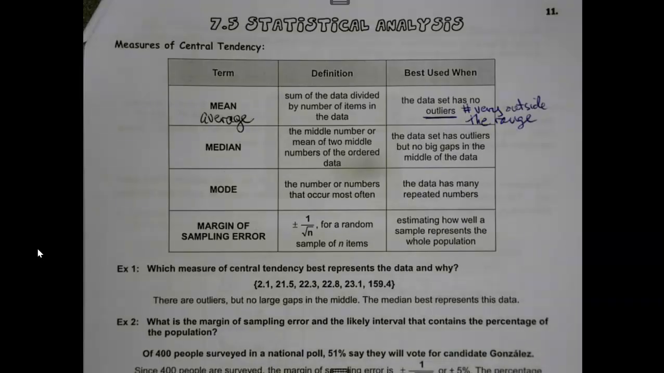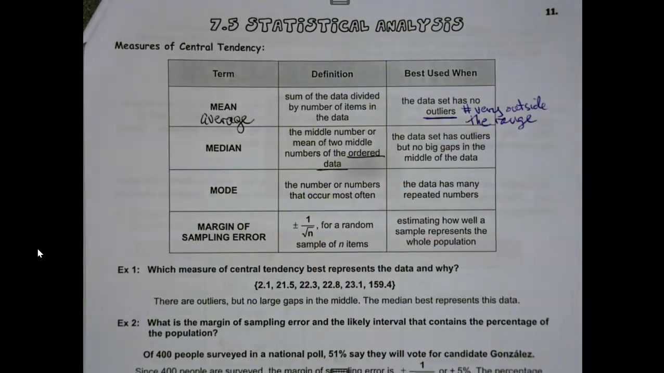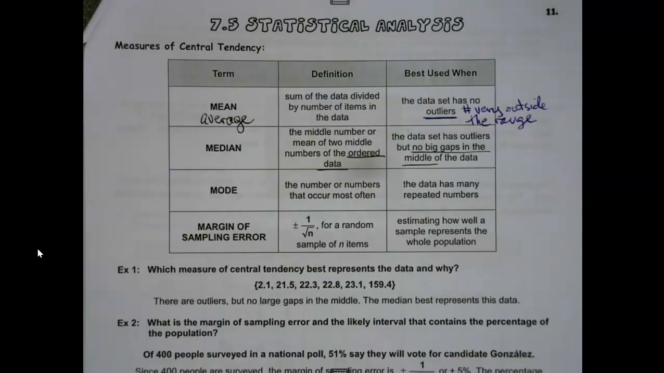However, then there's the median, the middle number, or the mean of the two middle numbers of ordered data. You take all your numbers, you put them in order from least to greatest, and you can find the median. You can have outliers here, like the situation I was just talking about with the grades, but you can't have big gaps in the middle. If the middle numbers are kind of close and one or two numbers are way out, the median will help you get a more accurate depiction of that.